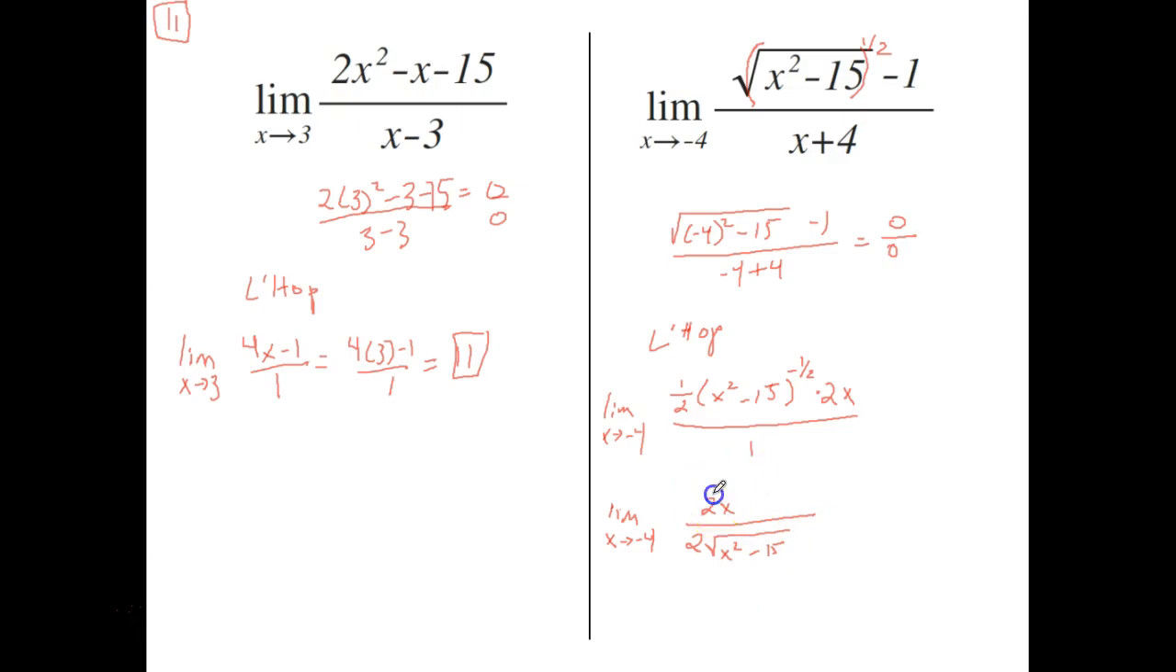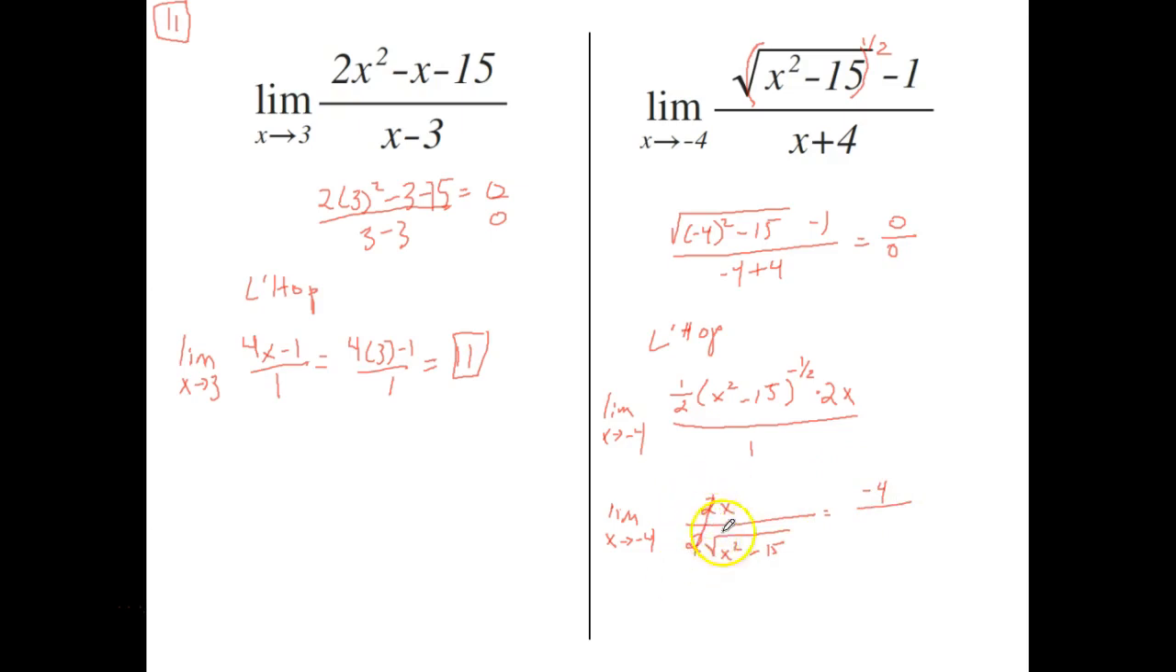Okay, now you could cancel out those 2's if you wanted to, so it's just going to be x over that. Okay, now I want to plug in -4 into here. Now if it gives me 0 over 0 again for an answer, I can do L'Hopital's rule again. But hopefully it's just going to give me an answer. So let's plug in negative 4.